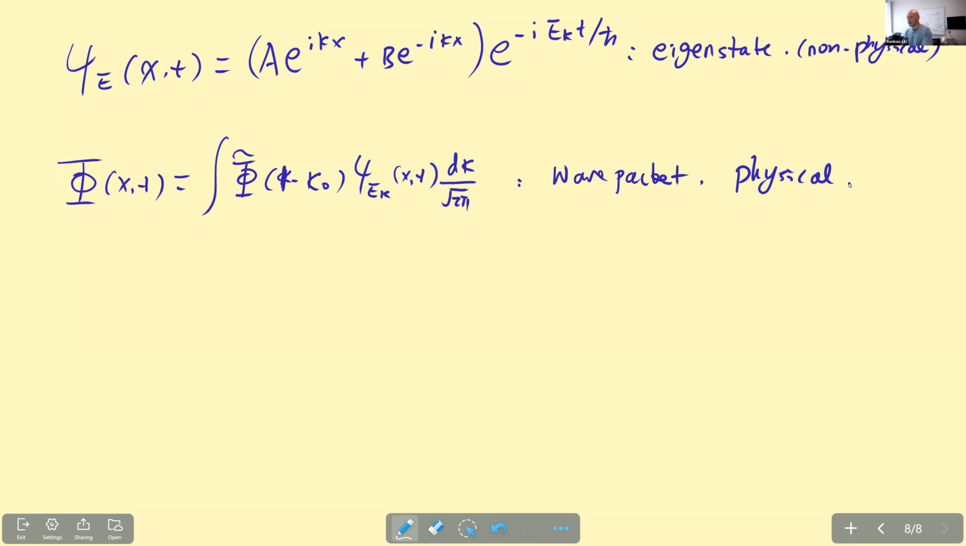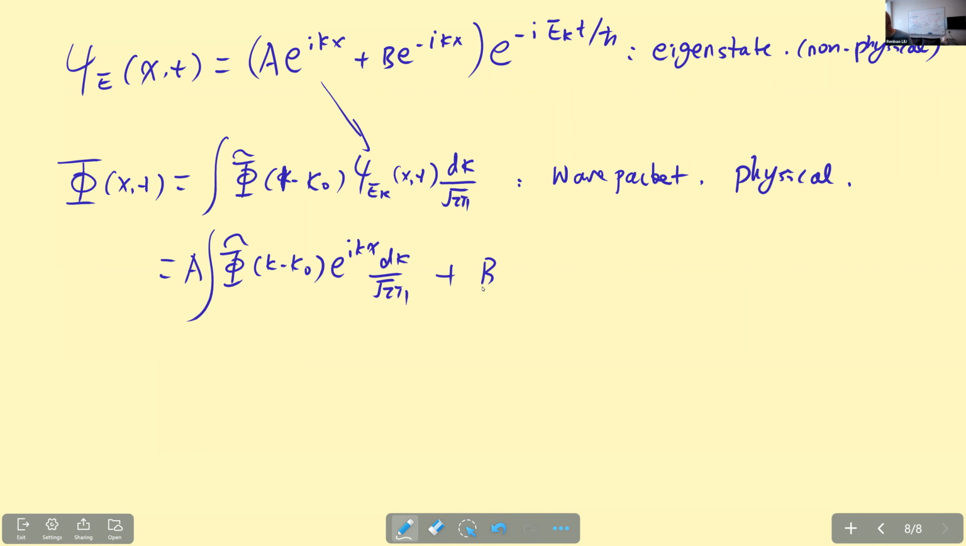So what will be the result? You just need to put this one into this one to check. So you're going to have two terms. One is A, the integration of psi tilde(k minus k0) e^{ikx} dk over square root of 2 pi, right? And you have another term. This is B, the integration of psi tilde(k minus k0) e^{minus ikx}. It's a minus sign, right? And dk over square root of 2 pi.